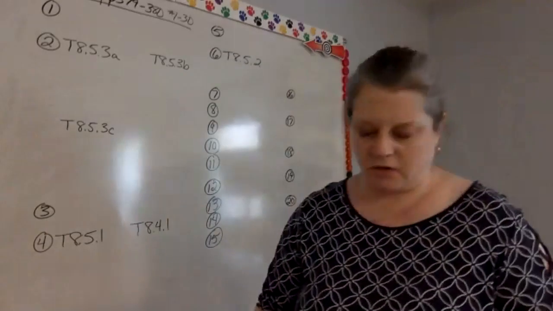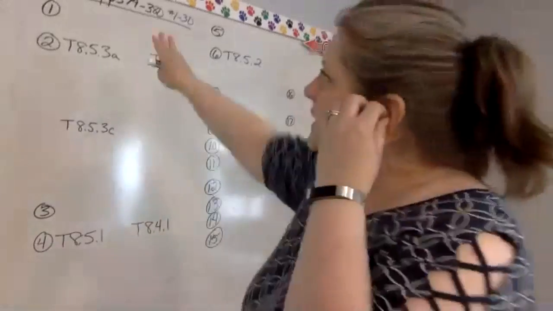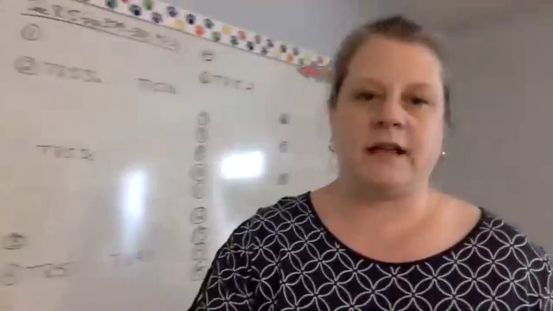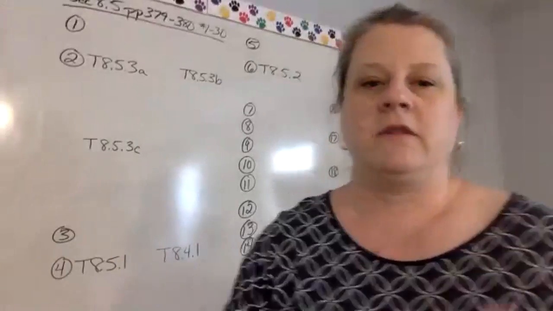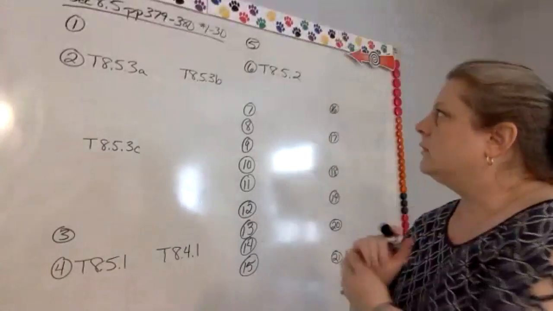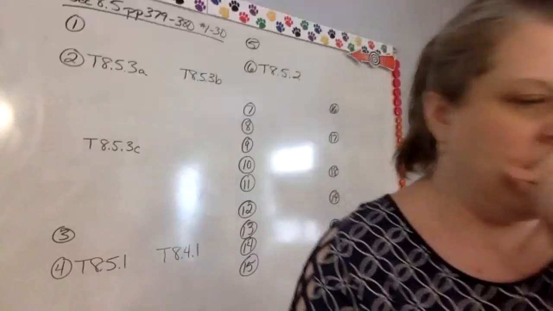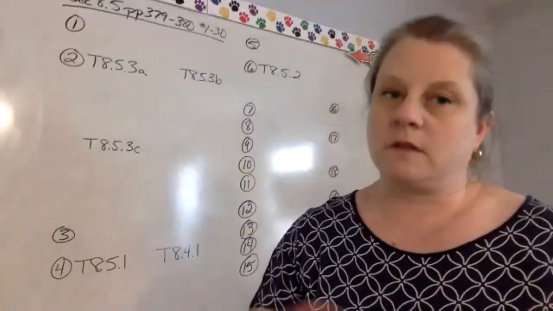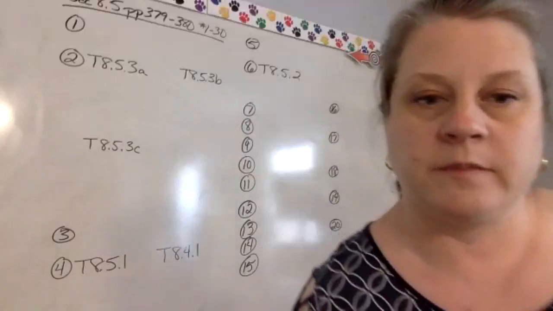Now we're ready to start on page 379. On page 379, we're going to be trying to work on 1 through 30 today. We'll see how far we get. Hopefully we get through them. If not, that's okay. We'll finish them up tomorrow. Now, what we're doing in these first questions is going over those theorems that we just made sure we filled in correctly on our notes paper.